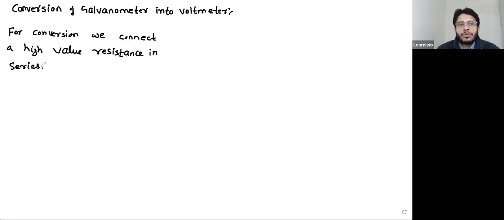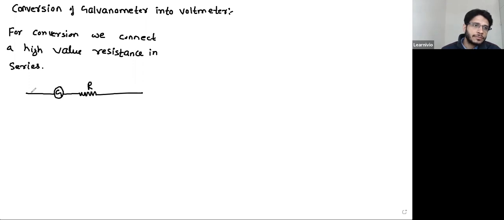For this conversion, we will connect a very high value resistance in series with the galvanometer. So this is the galvanometer. In series with the galvanometer, I connected a high value resistance. So current through this is Ig. Some voltage Vg drops across G.